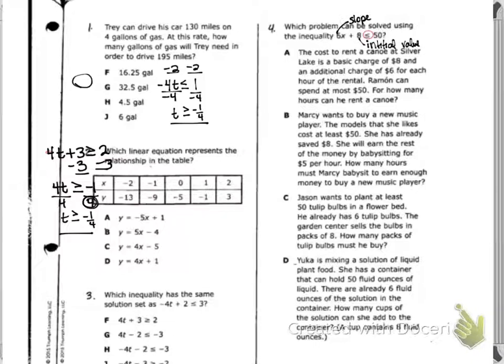All right, so let's read A. The cost to rent a canoe at Silver Lake is a basic charge of $8, so that would be an initial fee, 8. An additional charge of $6 for each hour of the rental, so that would also work because that's my slope. Ramon can spend at most, so that's going to be your less than or equal to sign, $50. How many hours can he rent a canoe? So these work, so the answer is A. All right, let's move on to the next page.